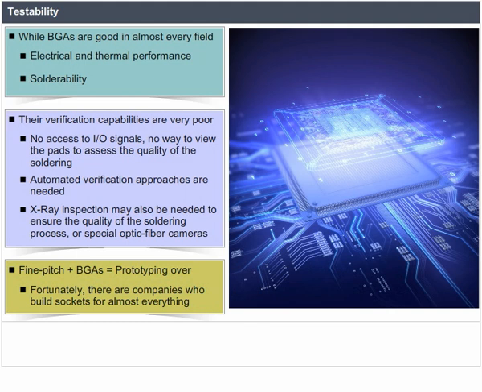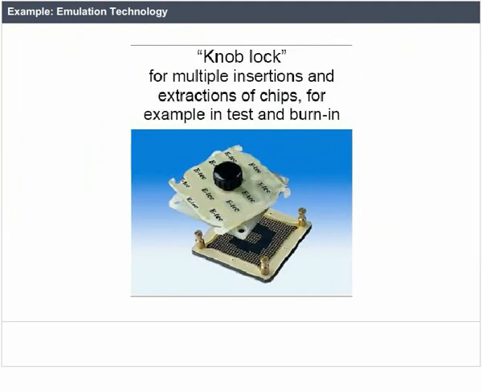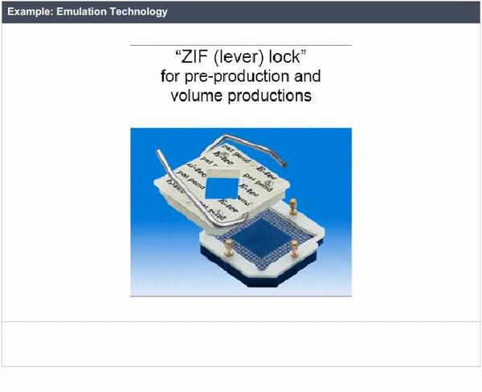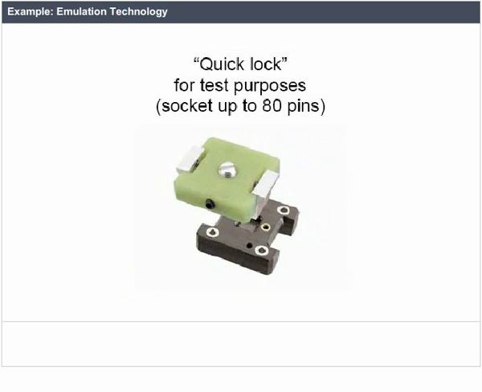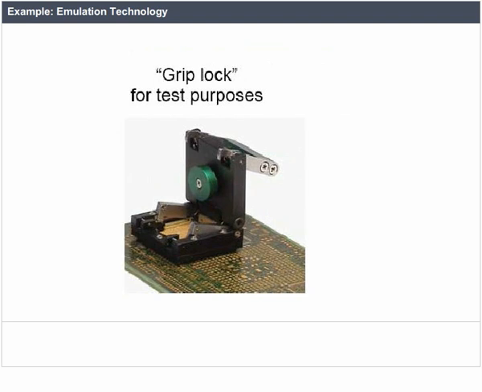Fortunately, there are companies who build sockets for almost everything. Example, Emulation Technology. Knob lock for multiple insertions and extractions of chips, for example in test and burn-in. Screw lock for prototypes and pre-production. ZIF, lever lock for pre-production and volume production. Quick lock for test purposes, sockets up to 80 pins. Quick lock for test purposes, sockets as of 81 pins. Grip lock for test purposes.